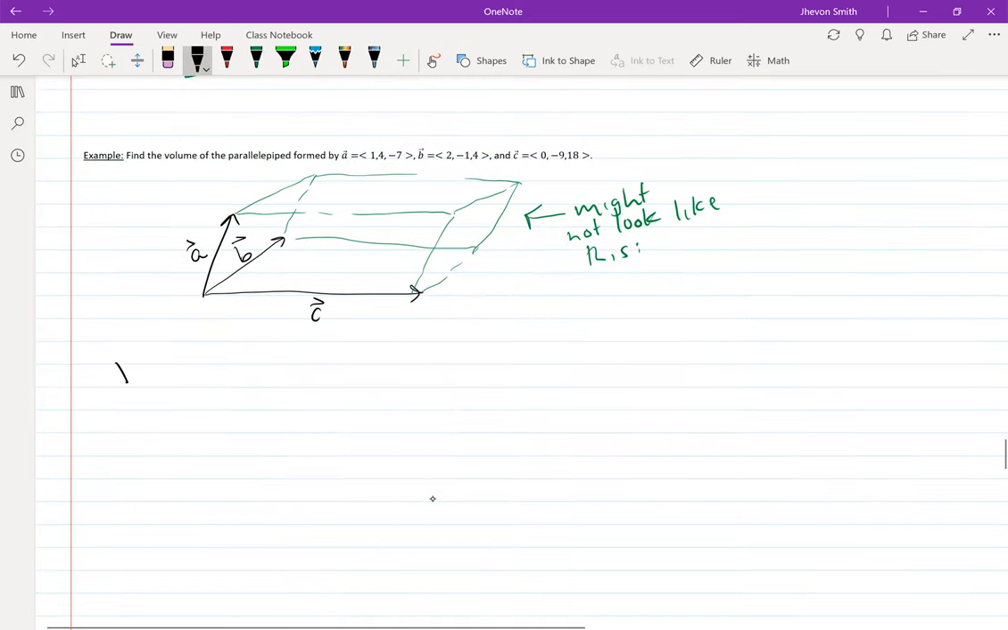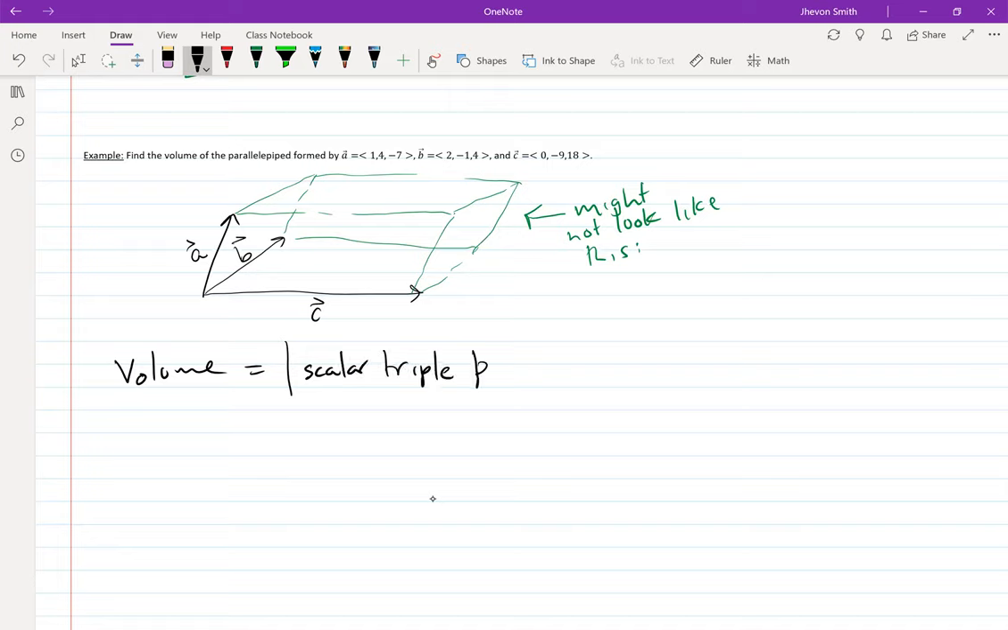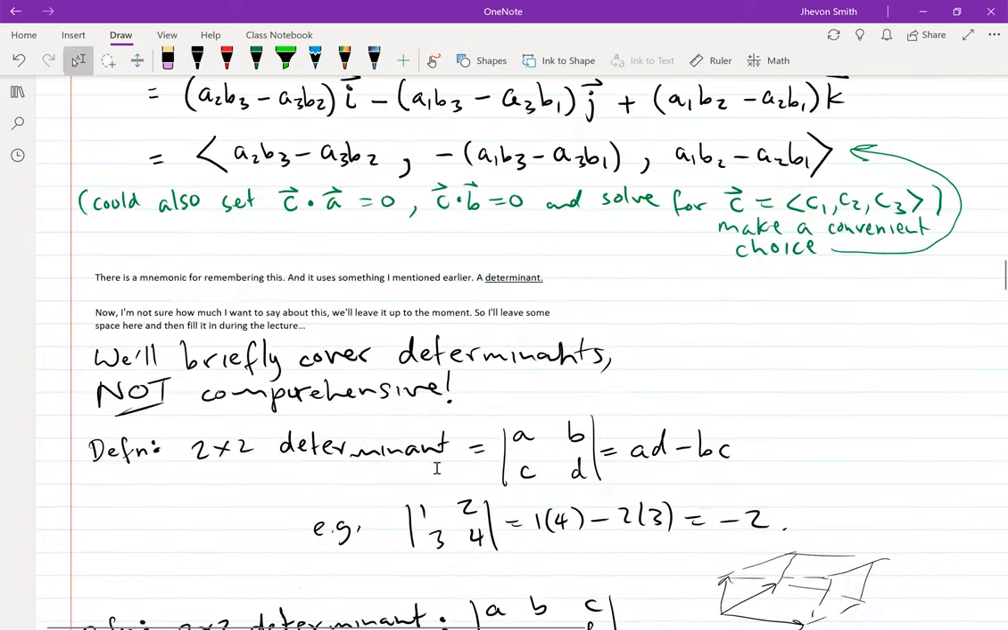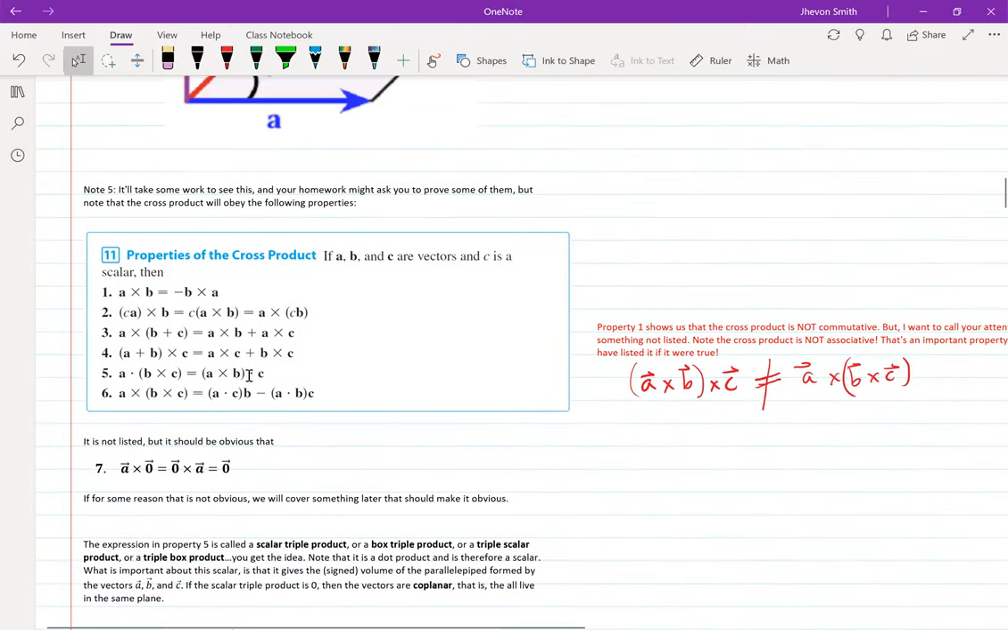So, our volume here is going to be, like I said, the magnitude of the scalar triple product. Now the scalar triple product, that was the expression that looks like A dot B cross C. Now, one thing you could do is use these properties to actually compute that. So you can take B cross C and find that and then dot product it with A.